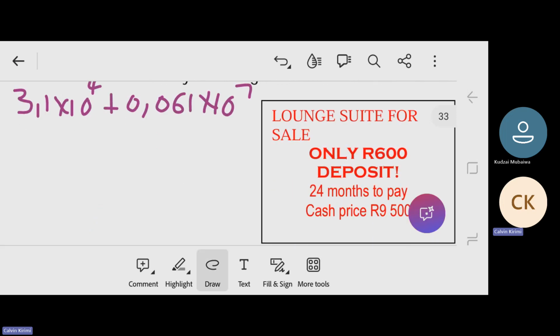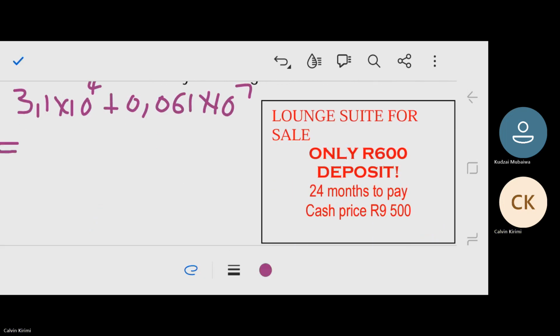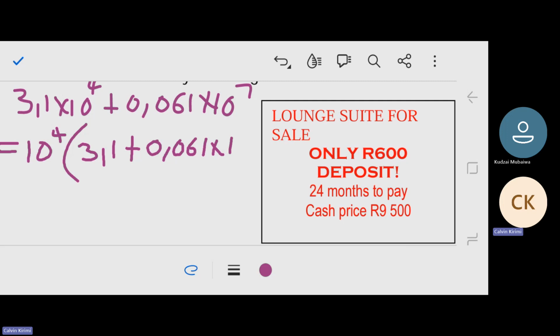So here we come and say it's equal to. What is the common factor there? 10 to the power what? The highest common factor, 10 to the power 4. Bracket. It goes into the first number, 3,1 plus. Then you write the other one, 0,061 times 10 to the power what?